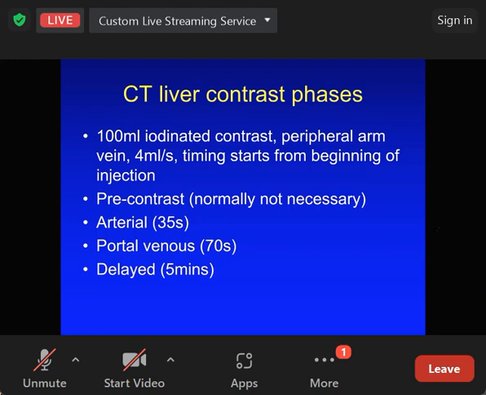So we've got different phases. We can have an unenhanced scan, that's pre-contrast. We don't normally do that. An arterial phase at 35 seconds from the beginning of the injection, and that reflects the time it takes for the contrast bolus to flow from the peripheral vein through the lungs, through the heart, and into the arterial system. Then if we wait longer, another 35 seconds, this opacified blood will pass through the splanchnic circulation and then into the portal vein. So at 70 seconds, we have maximal portal venous enhancement. And then for various reasons, we might have a delayed scan at 5 minutes or 10 minutes.